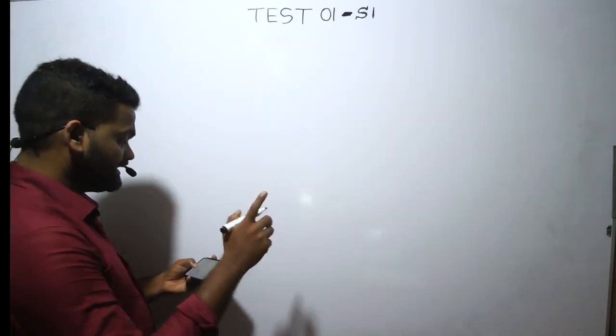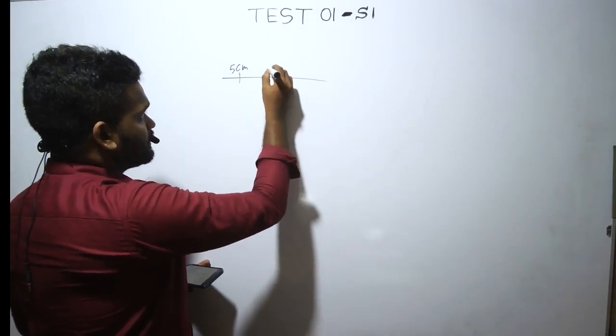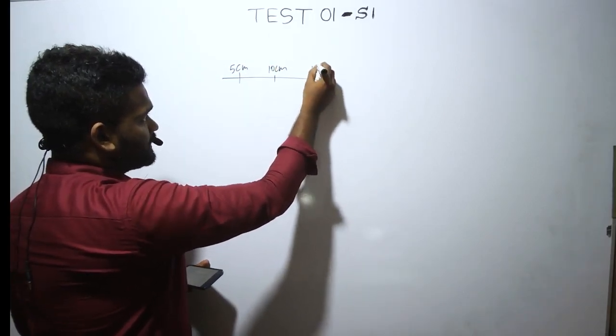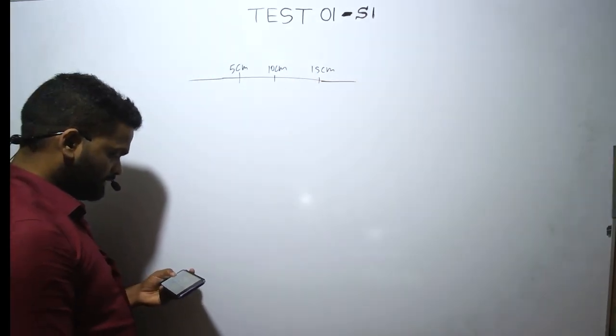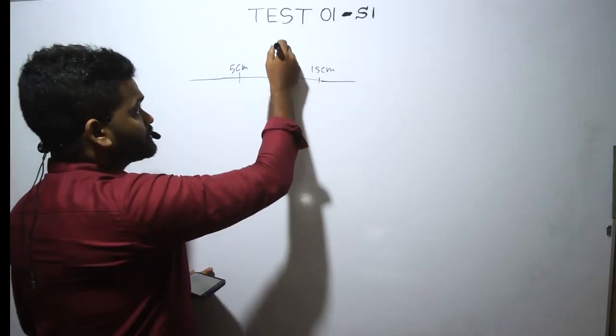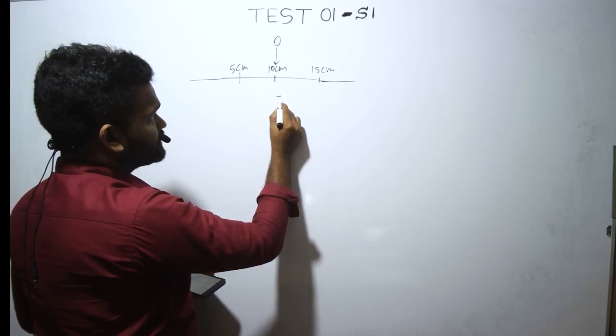Seventh question. An object in front of a linear scale is in simple harmonic motion around 10 centimeter, between 5 centimeter and 15 centimeter. Incorrect sentence is, right? So it is a linear scale. Here we have 5 centimeters, 10 centimeters and 15 centimeters. This is part of the linear scale. Around 10 centimeters, so the center is the 10 centimeter mark. So it is doing simple harmonic motion like this, right?